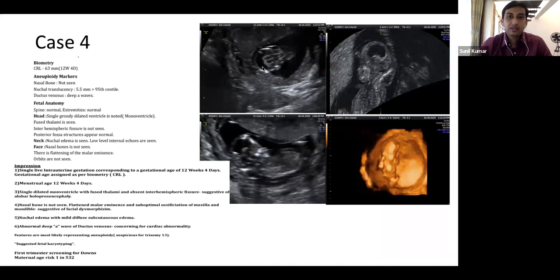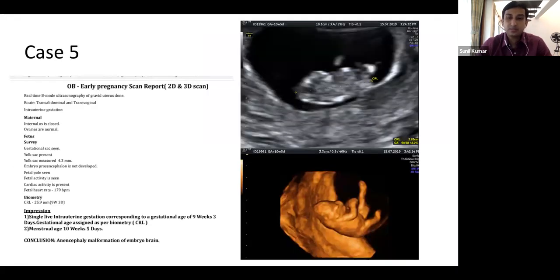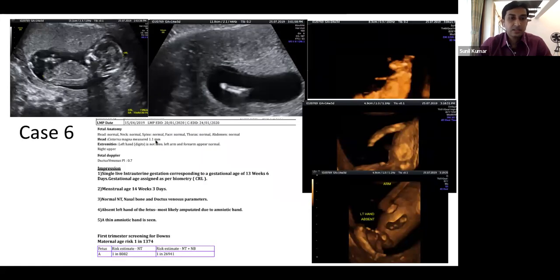Then we got this holoprosencephaly, single monoventricle is seen. Okay, large head. So these are detected as early as 12 weeks 4 days. That's why it is important to do ultrasound as early as possible to reduce the burden. This one has anencephaly malformation. This one was interesting.